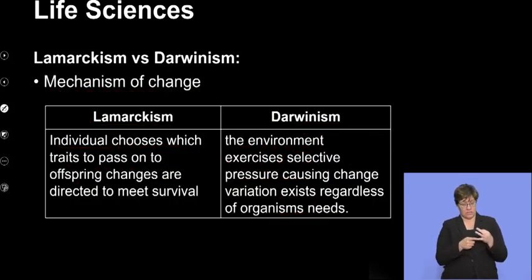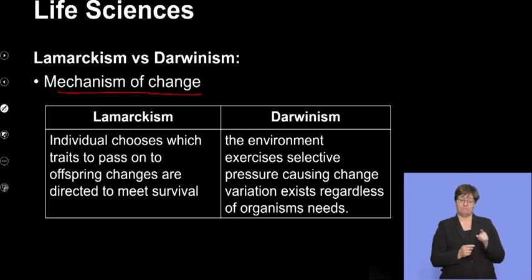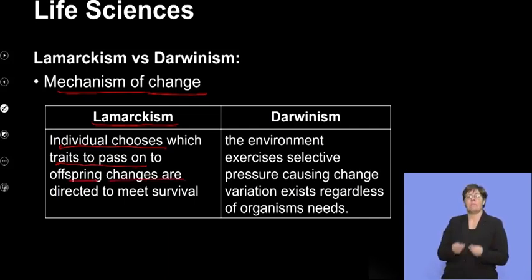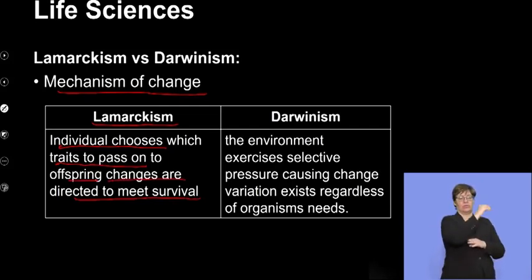All right, and then the third point of difference between Lamarck and Darwin is the mechanism of change. If we have a look at Lamarck's theory, he said that individuals choose which traits to pass on to their offspring, and those changes then are directed to meet survival. So in other words, the organism decides, for example, the giraffes, it's the long neck that they would like to pass on to their offspring because they are then able to feed off the tall trees.